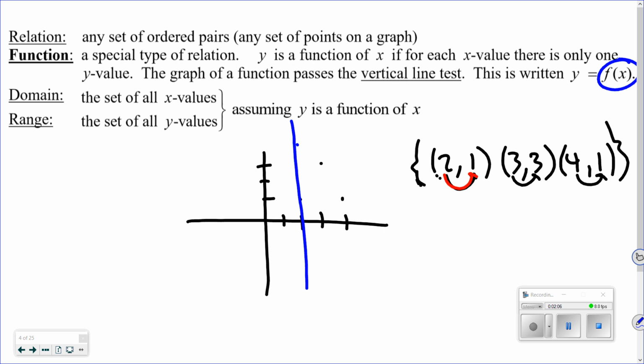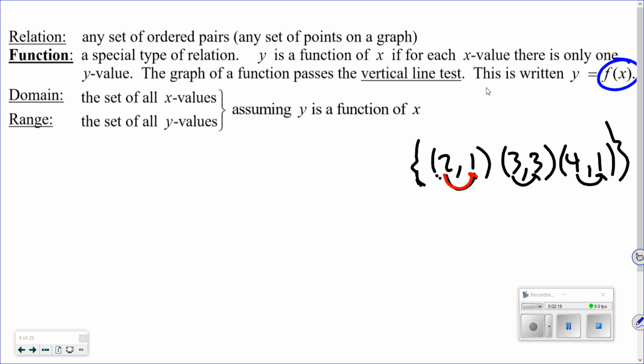This right here, f of x, is function notation. So you can write it in the y equals form or the f of x equals form, but f of x and y are the same thing. Domain. Domain is the set of all the x values. So on this one I put down here, the domain would be 2, 3, and 4. The range is the set of all the y values of a function. So 1, 3, and 1 would be the range.